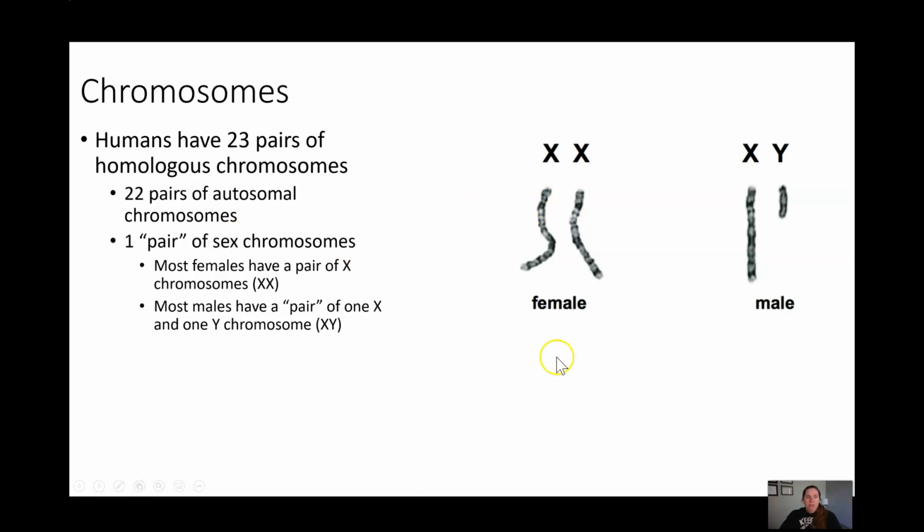Most females, anyway, have an inheritance pattern where we get an X from mom and an X from dad. So these X chromosomes are true homologs. They look the same. I shouldn't say exactly the same. They might have differences in their sequences, but the length is the same. The gene locations are the same. In other words, they have similar alleles or similar genes in the same location on each chromosome.